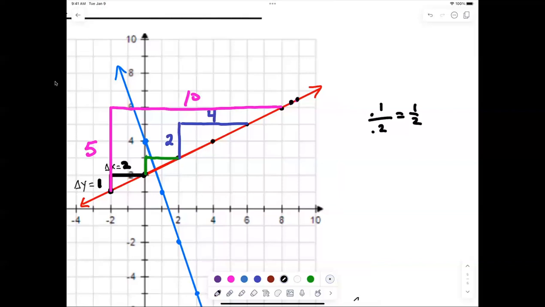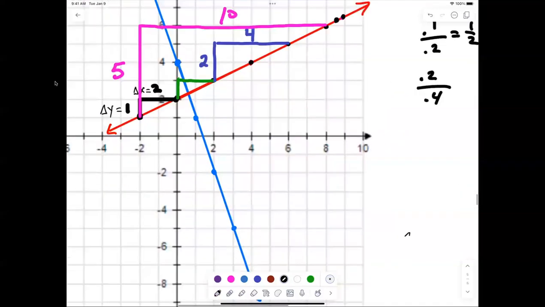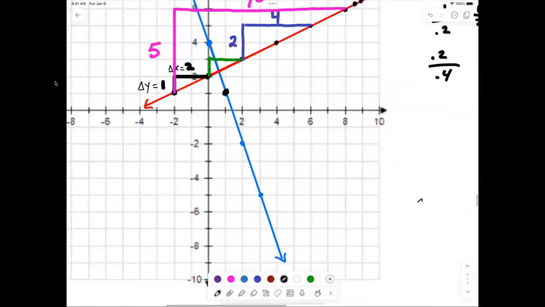You could go up 0.2 and then you would go over what? 0.4. And that's still 1/2. That's good. Now let's take a look at the blue line. So I'm going to pick these 2 points right here, this point and this point. Now I'm going to start from the left point. Always go with the left point first.